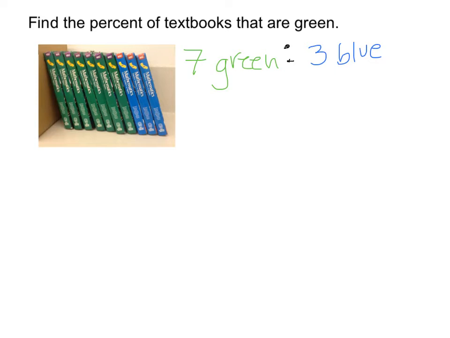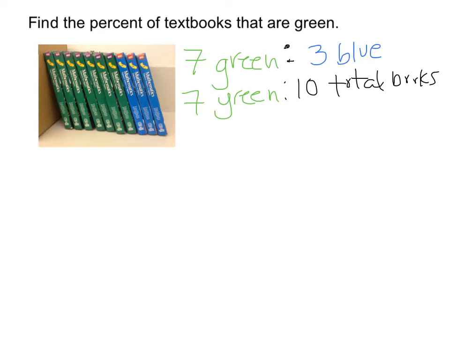And when you are finding a percent, you need your ratio to be part to whole. And in this case, we have a ratio that is already written as part to part: the part of the textbooks that are green and the part of the textbooks that are blue. If we want to make this ratio a percent, we need to make sure we are starting with a ratio that is the part of the textbooks that are green to the total number of textbooks that we have. So that ratio is going to be 7 green textbooks out of the total 10 textbooks that we have. This is the ratio we're going to use in order to create percents.